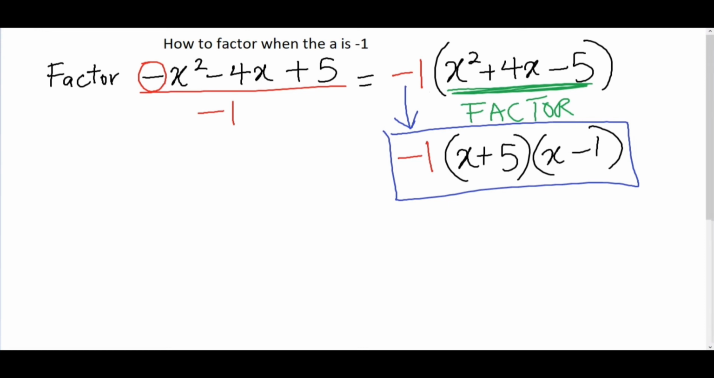So that's how you factor, guys, whenever there's a negative in front of the x squared.